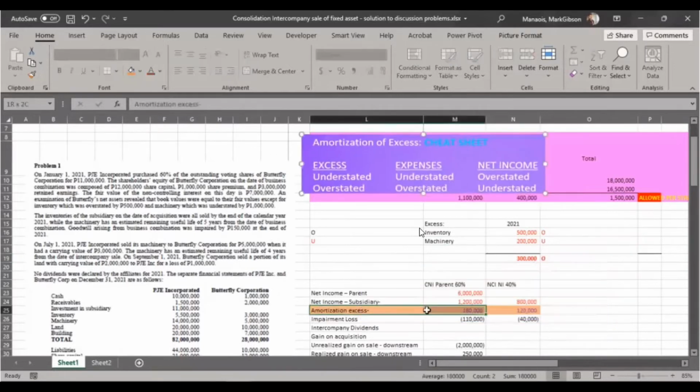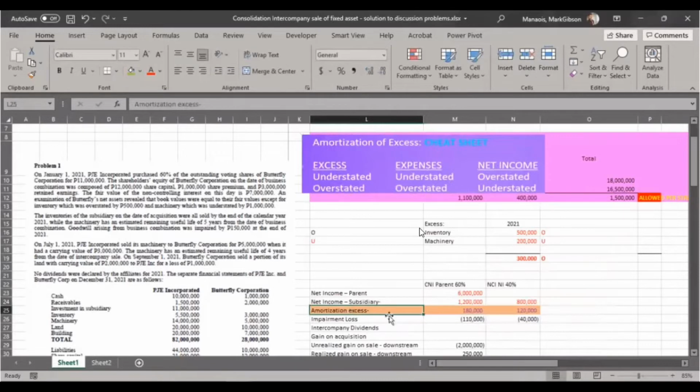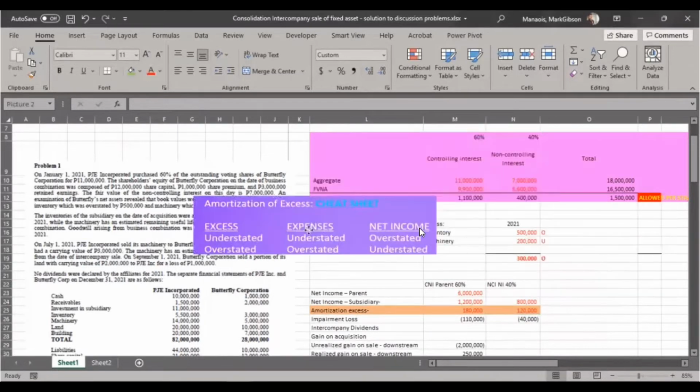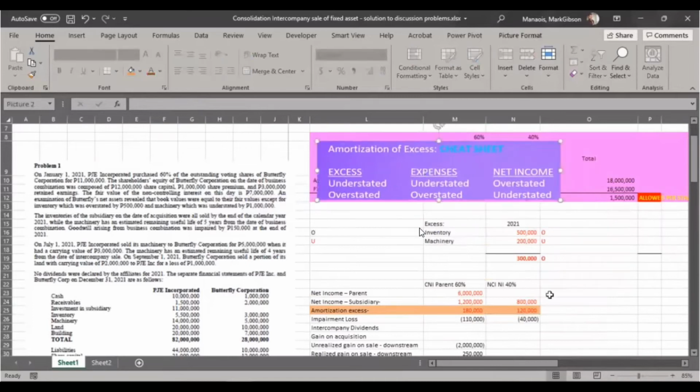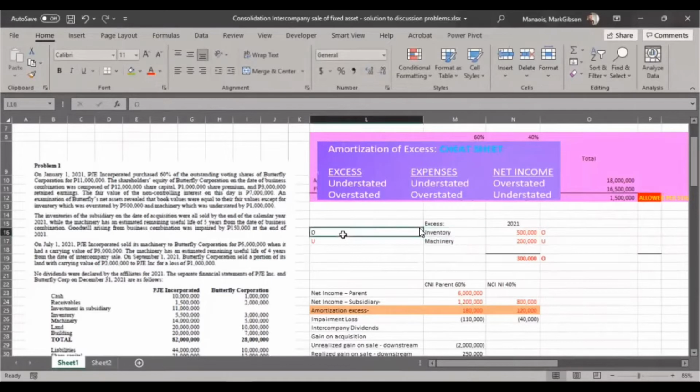That's why pagdating dito sa amortization of excess, again, will have to be split proportionately, no? So 300,000 multiplied by 60%, that's 180,000. And then 300,000 multiplied by 40%, that's 120,000. So pansinin, no? With the use of this cheat sheet, mas madali natin na populate yung template natin, no? So all we have to do is, kailangan mo munang i-analyze syempre whether the excess is overstated or understated. Kasi pag dito nagkamali ka, hindi na natin magagamit ng tama tong cheat sheet natin, no?